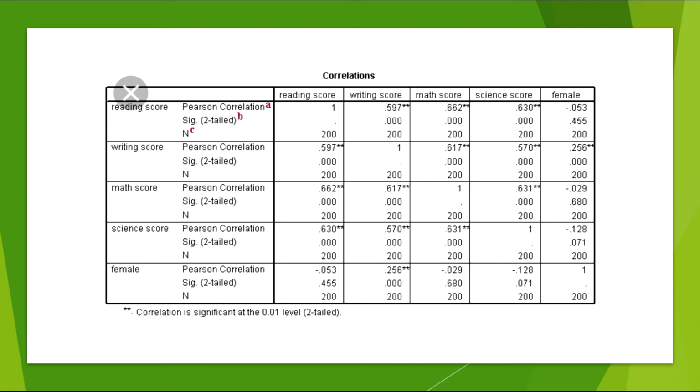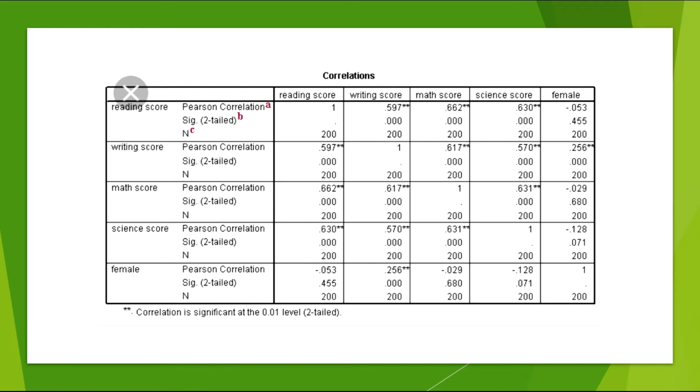In order for you to know whether it is correlated or significant or not, you have to look at the footnote here. The footnote says that correlation is significant at the 0.01 level, 2-tailed. The most important thing for you to look at is the asterisk. If you look at the figures, only the writing score has 2 asterisks, indicating that correlation is significant at the 0.01 level.